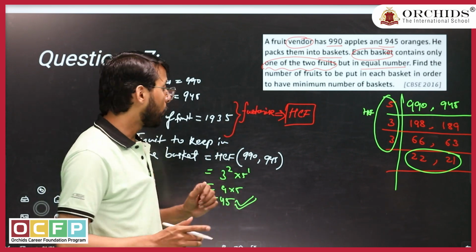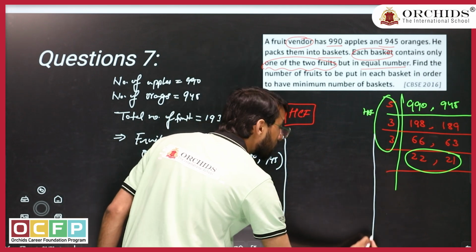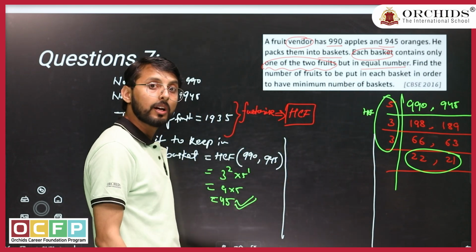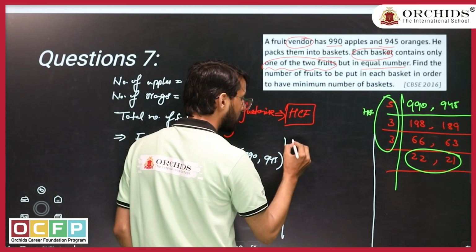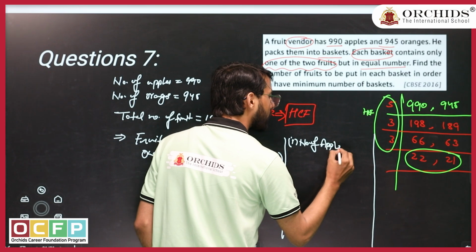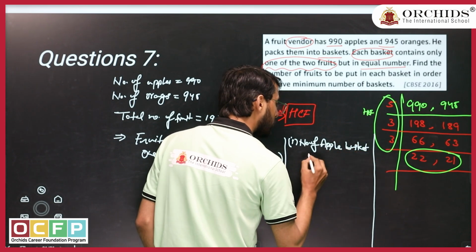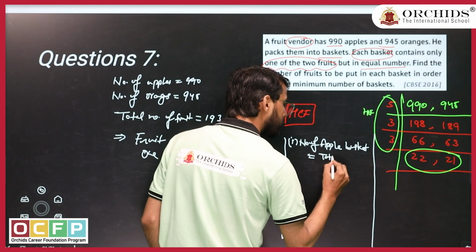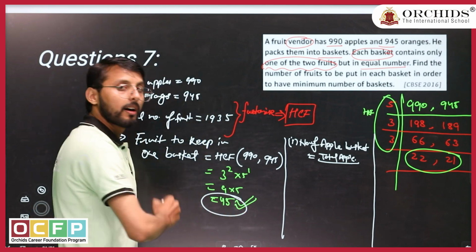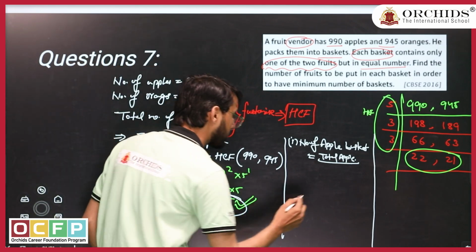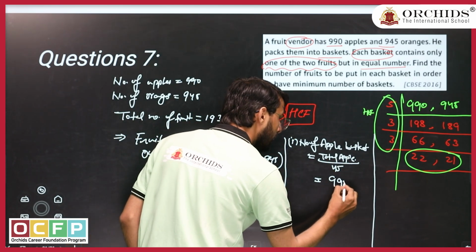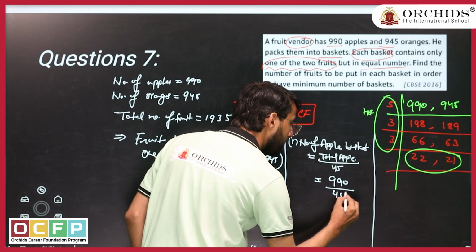Now, the second part of the question is asking the number of fruits to be put in each basket in order to have a minimum number of baskets. How many baskets? The first case I am generating here is the number of apple baskets. Apple baskets will be total apples divided by how many apples I am going to keep in one basket, 45. Total apples is 990 divided by 45.